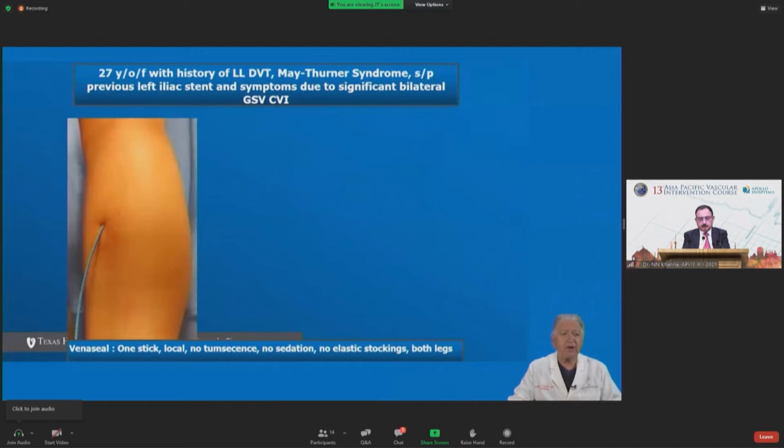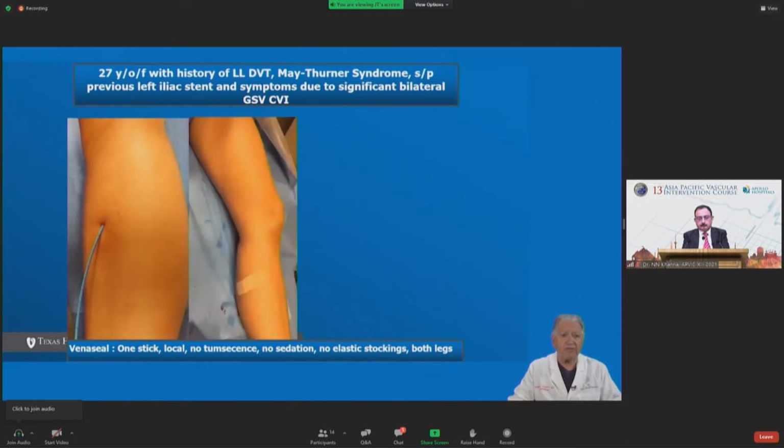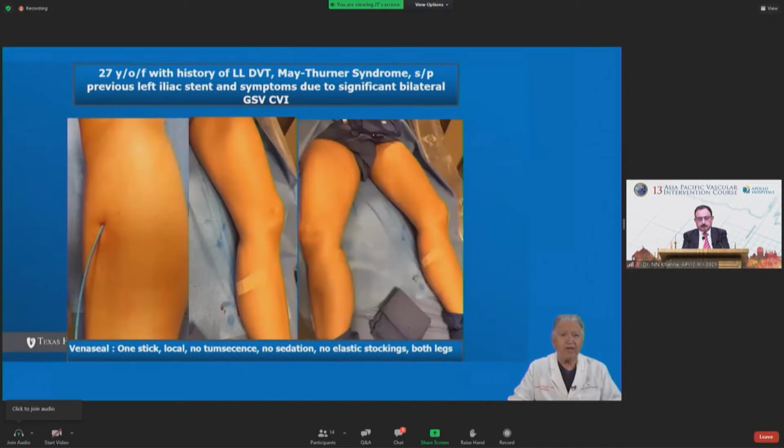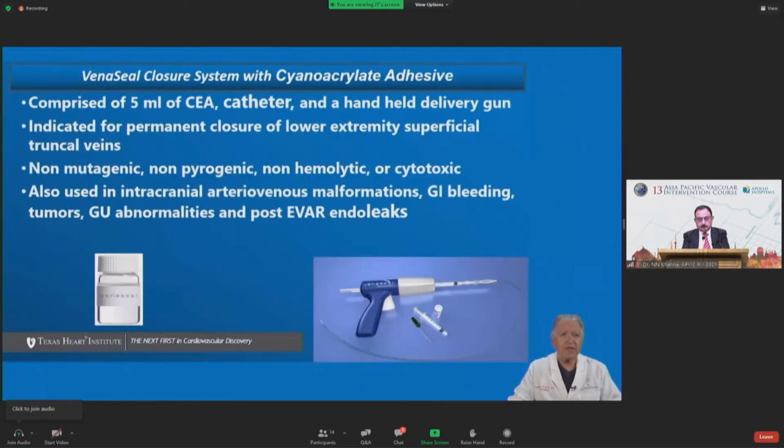Here is an example of a 27-year-old patient with a history of left lower extremity DVT, with a history also of May-Turner syndrome, status post previous iliac artery stenting. She continued to have significant insufficiency of the greater and lesser saphenous vein of both lower extremities. And you can see with the procedure, there's only a need for one Band-Aid and no need for elastic stockings.